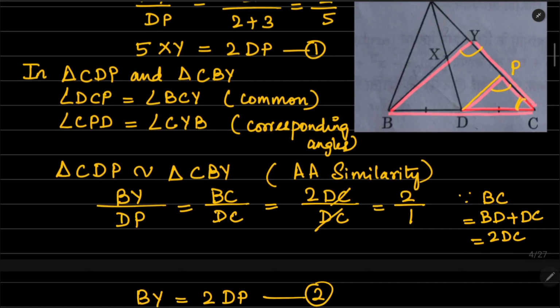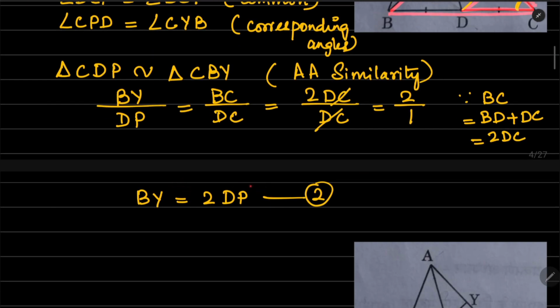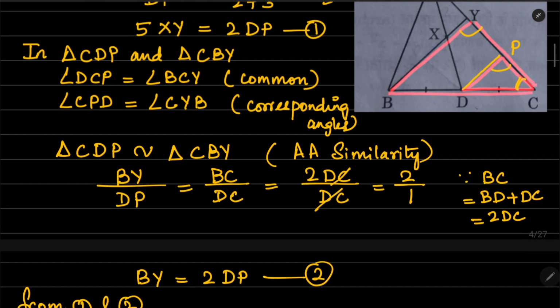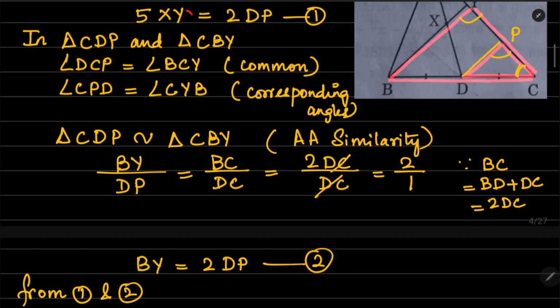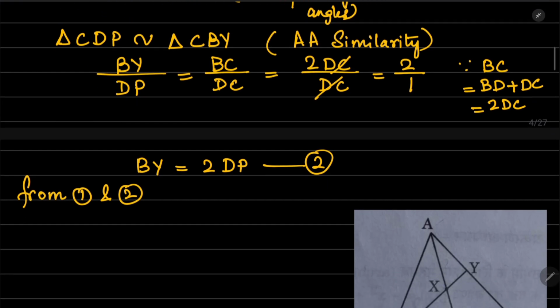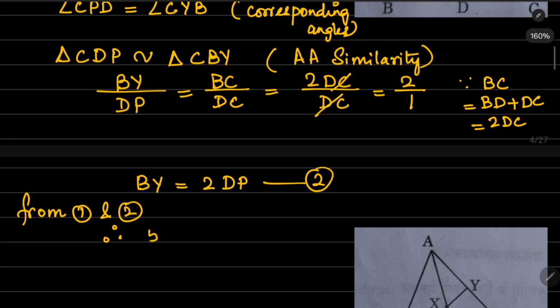What was the first equation? 5XY equal to 2 times DP, and then twice DP equal to BY. So from 1 and 2, what can you say? 5XY equal to 2DP, BY equal to 2DP. So can I say 5XY equal to BY? I can definitely say that. Therefore, 5XY is equal to BY.